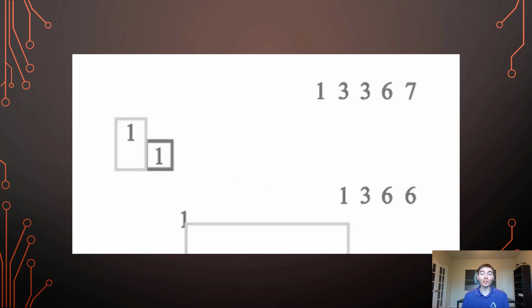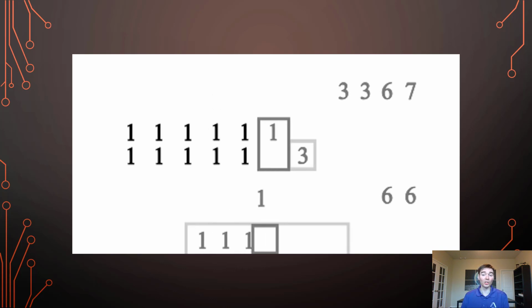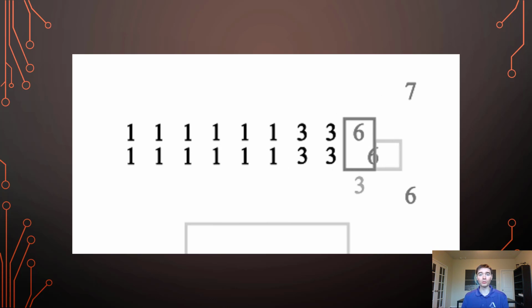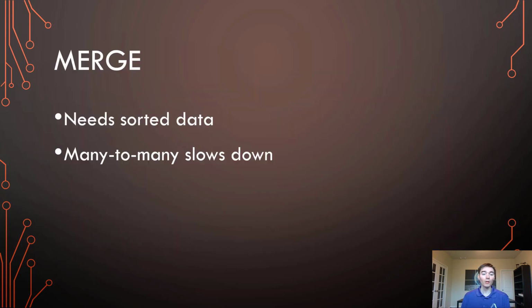I have an animation of it here, but it's just a little bit annoying to explain, and it does hurt performance. Watch out for this situation, which is called a many-to-many merge join. So merge, it's really fast, but it's only really fast if you already have your inputs sorted and you're avoiding the many-to-many scenario.